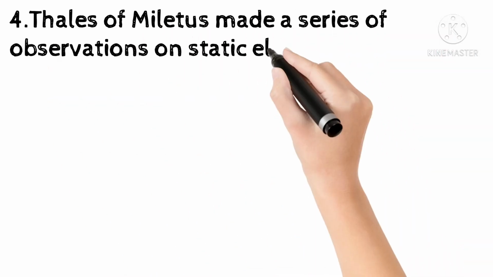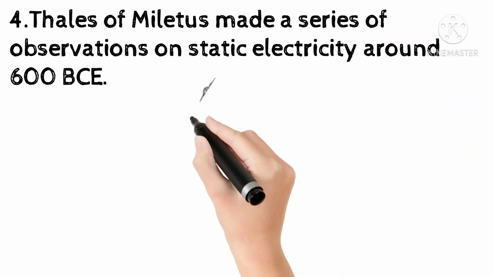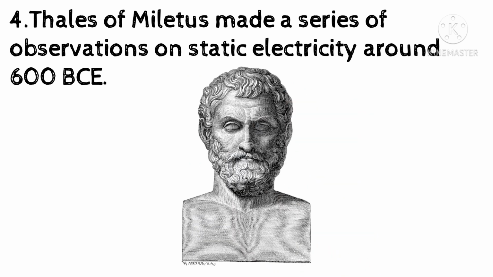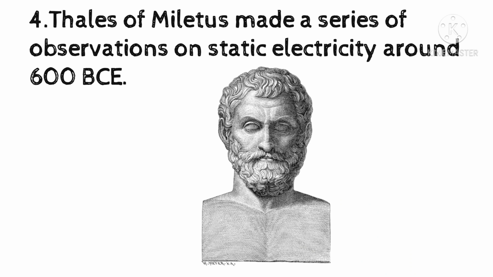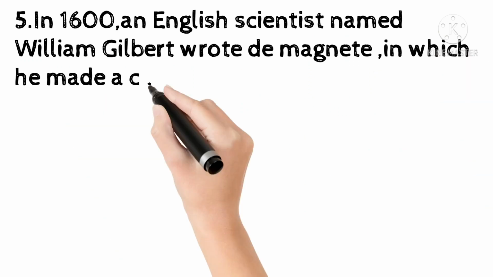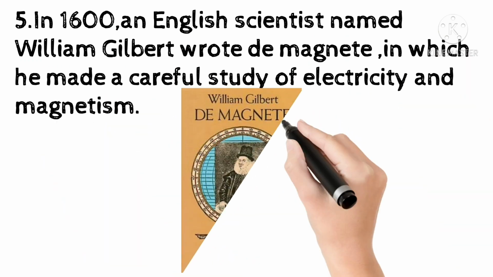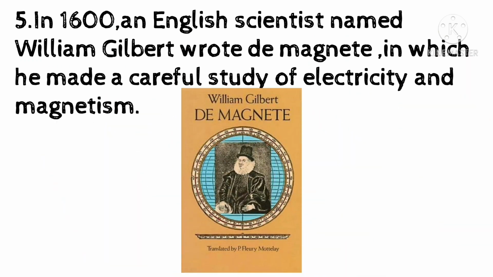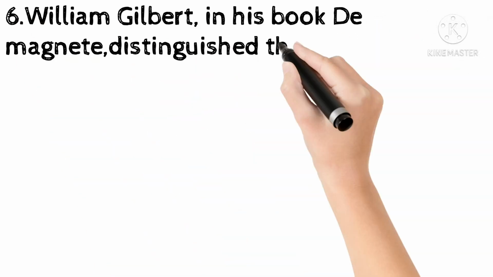On this observation, Thales of Miletus made a series of observations on static electricity around 600 BCE. In 1600, an English scientist named William Gilbert wrote a book, De Magnete, in which he made a careful study of electricity and magnetism. He made a careful study of the relation between electricity and magnetism.